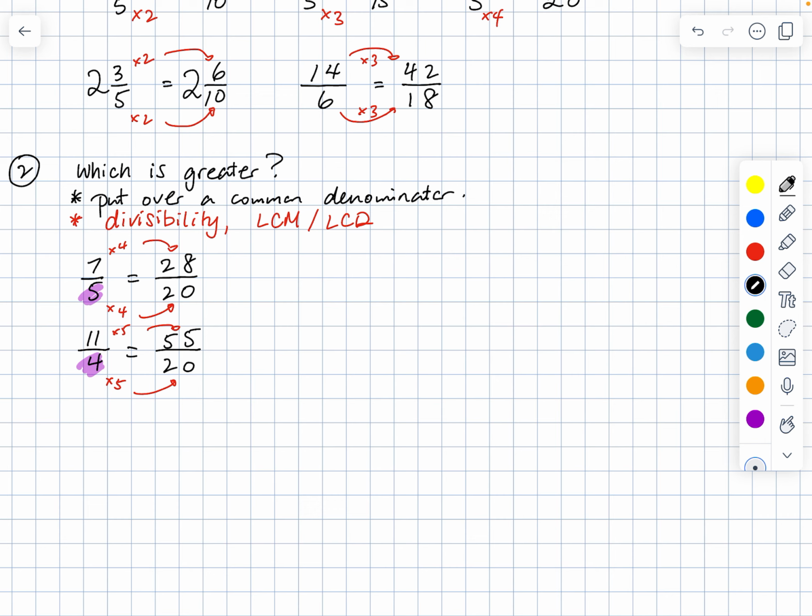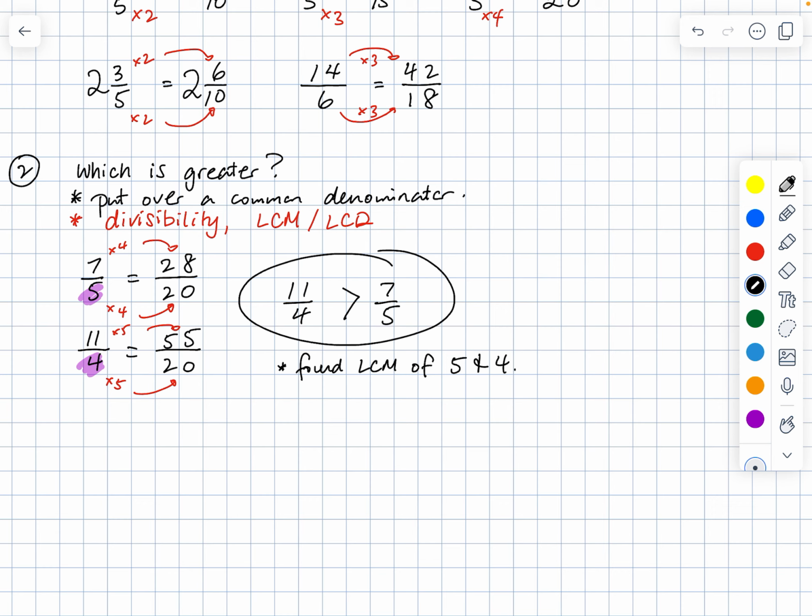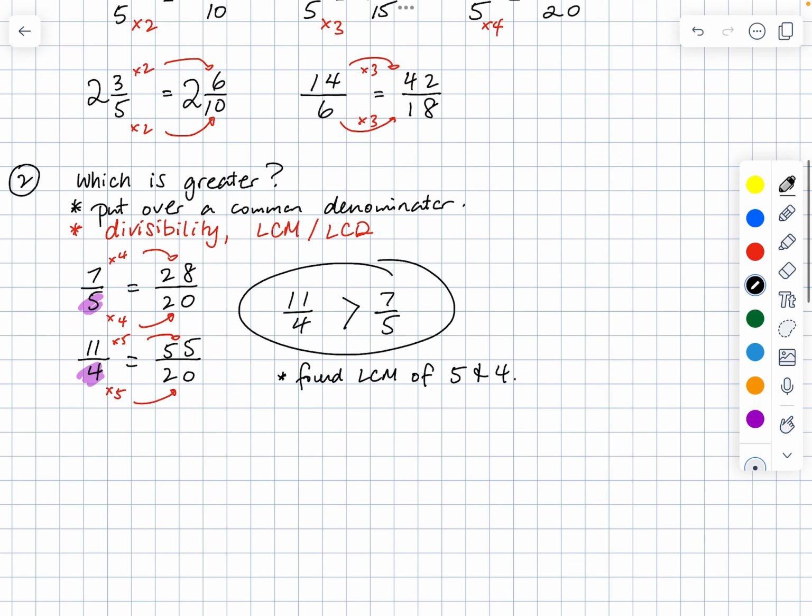Now you can tell which one is bigger, right? So therefore, 11 over 4 is greater than 7 over 5, okay? So let's summarize that. 11 over 4 is greater than 7 over 5. What you did was you found the LCM of 5 and 4, okay? So that's a strategy you would use when you're trying to compare and order mixed numbers and improper fractions.